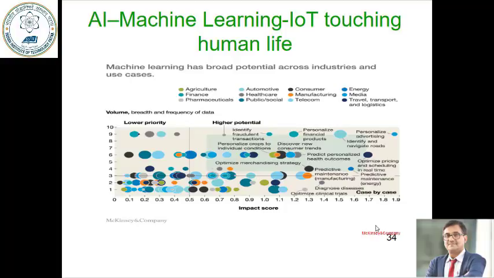So high priority items are identifying fraudulent transactions, personalized crops to individual conditions, personalized advertising, and so on. So if we plot volume of the transactions against impact score, we can take different AI IoT applications and place them appropriately in this two-dimensional space as per their priority.